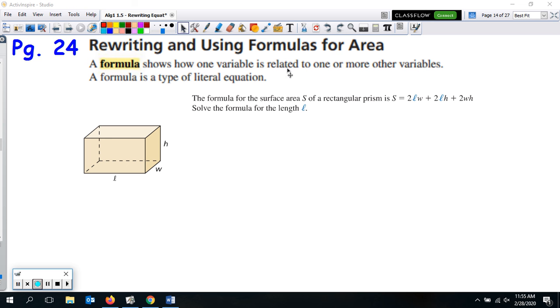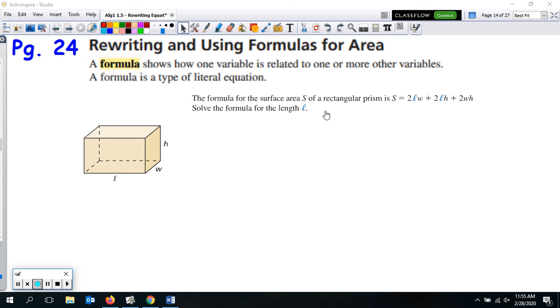A formula shows how one variable is related to one or more other variables. So you can write that, or you can write what I said. It is a literal equation where the letters do have meaning. They represent specific things. However you want to write down your definition, that's fine. It can be in your own words, whatever works best for you.